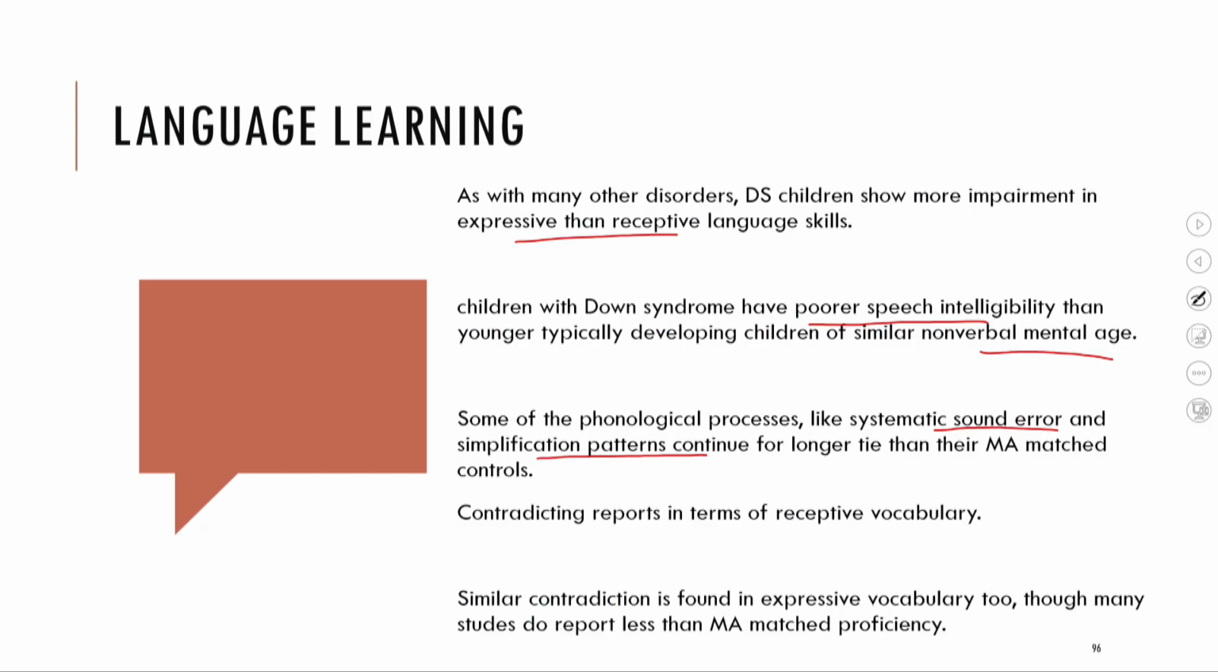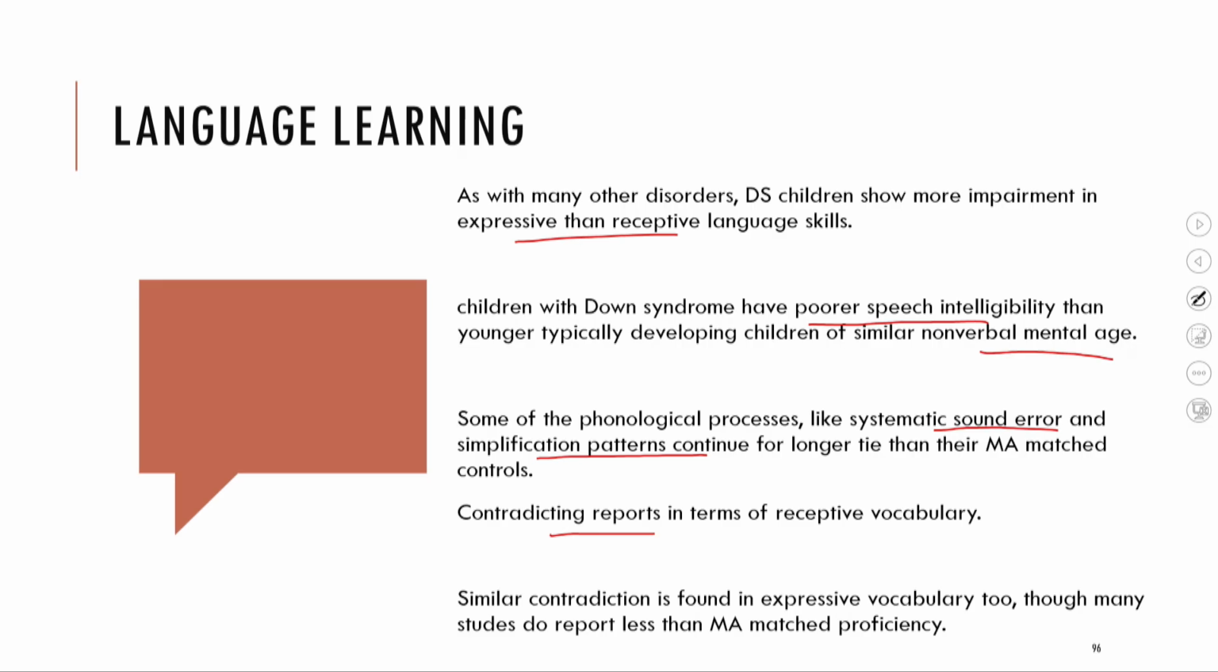In terms of receptive vocabulary, there is a level of contradiction, because some studies report poor receptive vocabulary, whereas other studies report very good receptive vocabulary, good in the sense that they are comparable to neurotypical children. So, there is a bit of a contradiction there. We have results from both perspectives.